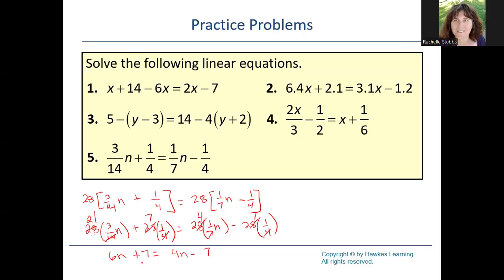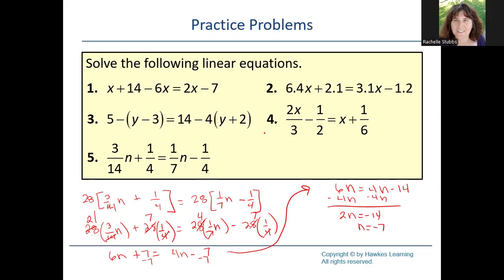And so I'm going to subtract 7 from each side. And I end up with 6n equals 4n minus 14. And then I'm going to subtract 4n from each side. And that leaves me 2n equals a negative 14, or n equals a negative 7.